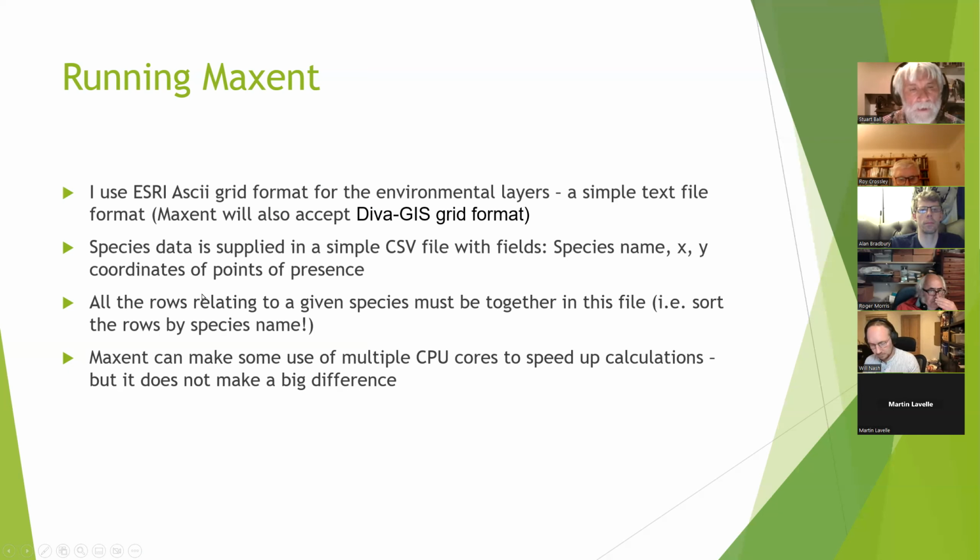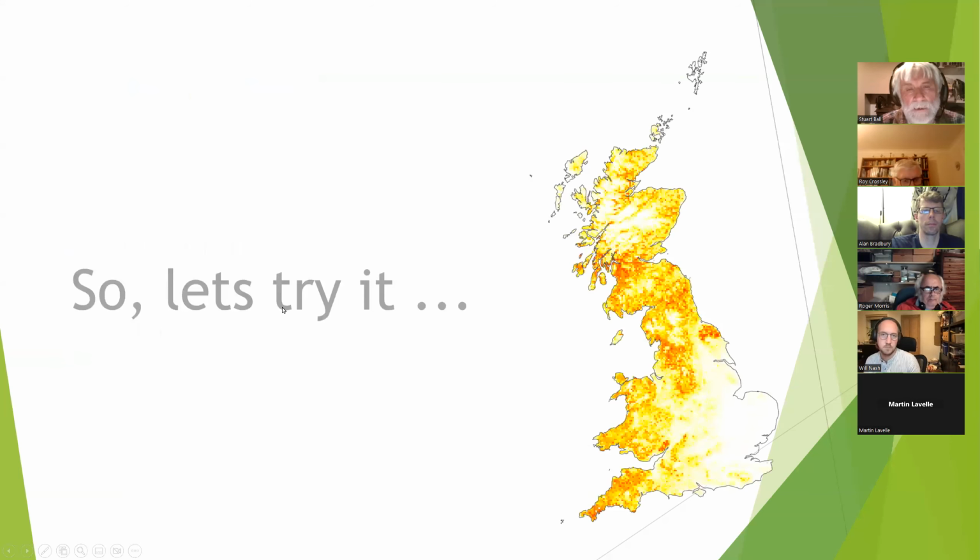One limitation of Maxent is it wants the data in a format where all the rows relating to a given species are grouped together. That's pretty straightforward. You simply sort the file by the species name, no problem. Final note is Maxent, certainly the latest versions, will do some parallel processing if you've got a multiple core computer. And that does speed it up a bit, but it really doesn't make a very big difference.